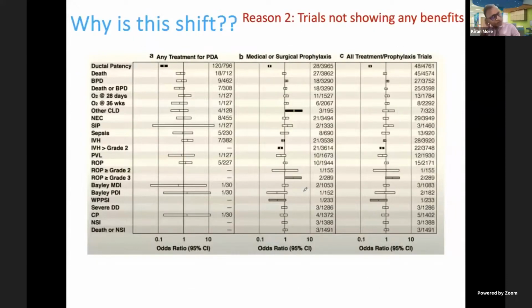Another reason for the shift is that most of the recent trials and meta-analyses did not show any difference. Even if you look at any treatment of the PDA, medical or surgical, prophylactic approach or all the treatment approaches, this is one of the meta-analyses, and sorry, it looks like a busy slide, but except for reducing ductal patency, which you achieve, there are no other differences seen by treating the PDA early or aggressively.